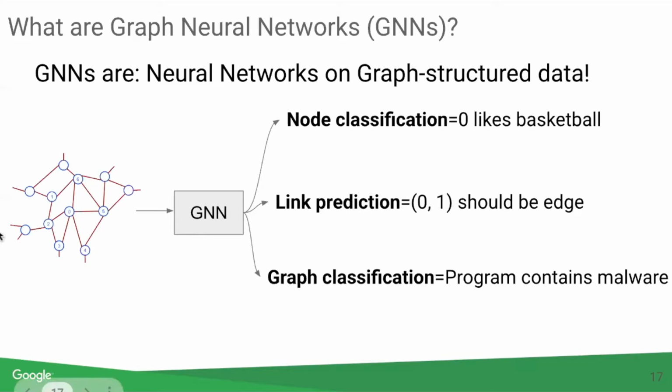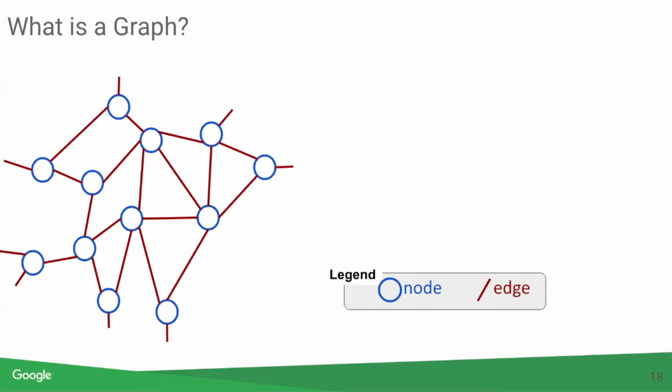Perhaps if the left graph was a computer program, and you can describe a computer program as a graph, you can have a GNN that can tell you, does this computer program contain a virus or doesn't contain a virus? So these are very popular problems: node classification, link prediction, and graph classification. We're going to talk a little bit about them right now.